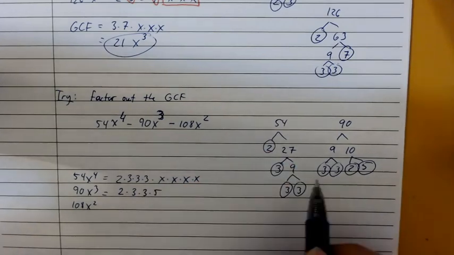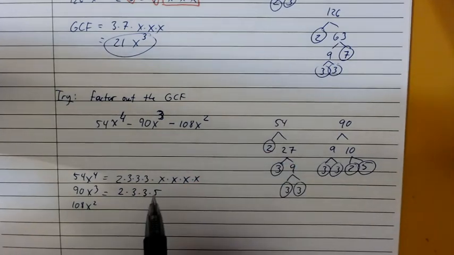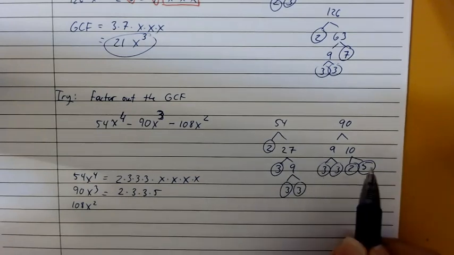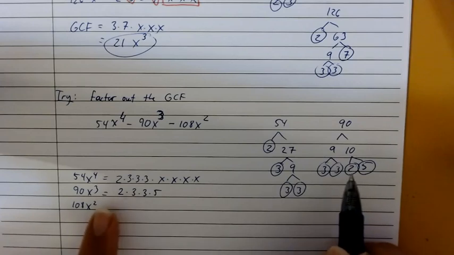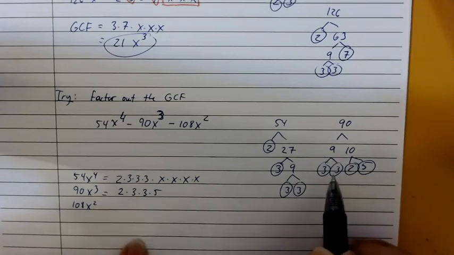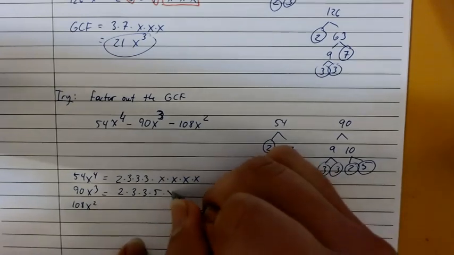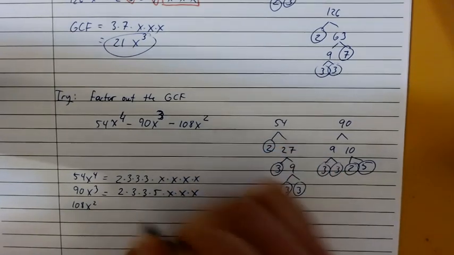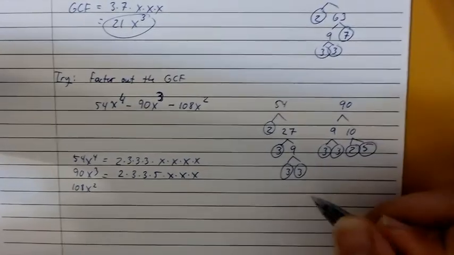I always put them in order from the smallest to the largest, but that's just a personal habit. If you just wrote down these numbers as 3, 3, 2, 5, that's fine. It doesn't matter what order they're in as long as you have those numbers. A 2, a pair of 3s, and a 5. The order doesn't actually matter. The x to the 3rd is x times x times x.